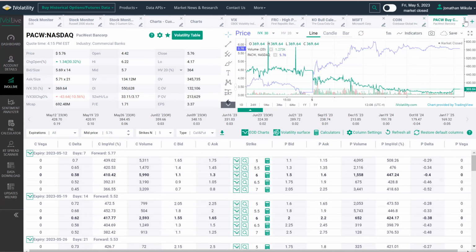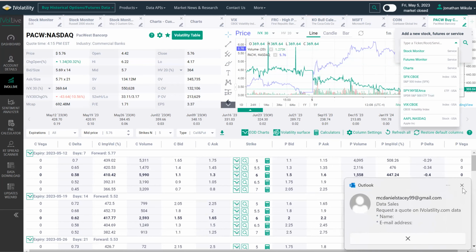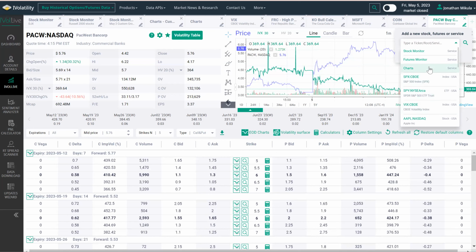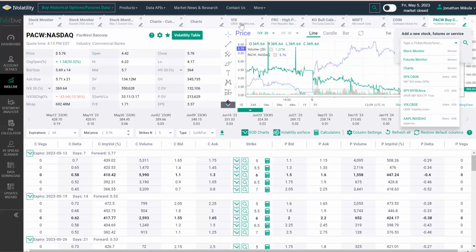Here's charts. If you ever want to add more of these, just hit this plus icon. What you're able to do here is type in a ticker, for example if you wanted to add Tesla. You're also able to add not just tickers, but additional stock monitor tabs, futures monitor tabs, and additional charts tabs as well. You can see I've got 1, 2, 3 stock monitor tabs and 2 charts tabs. I actually have multiple tabs on my browser of IVolLive as well, because I always have a few different things I'm analyzing at any given moment.